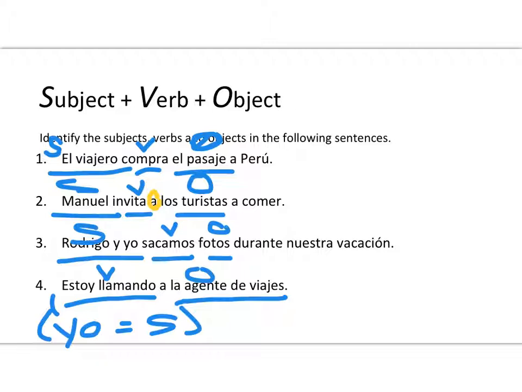Stay tuned. Número 3, our object fotos simply is what in English? Pictures, no? Durante nuestra vacación is just a prepositional phrase. Okay, that can come at the beginning or the end of a sentence just like in English. Okay, ¿todo está claro? Everybody with me?